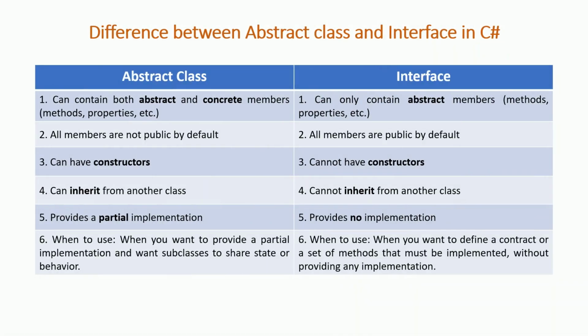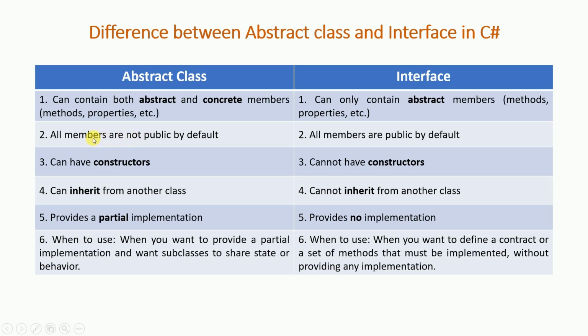So the first major difference between abstract class and interface is that an abstract class can contain both abstract methods and non-abstract methods, which are the concrete members. An interface only contains the abstract members. Abstract members are those members which only provide the signature of their methods, and the implementation is provided by another class.